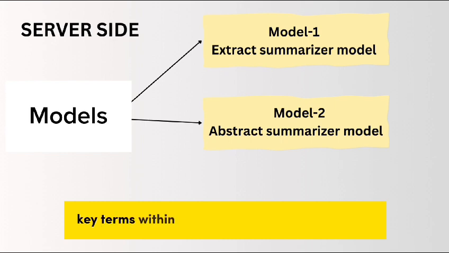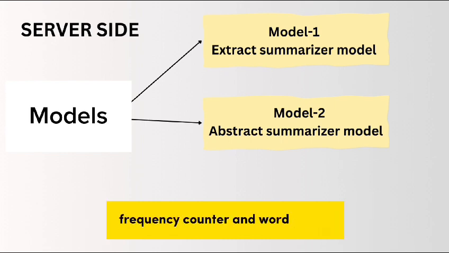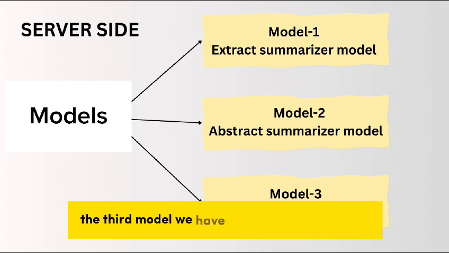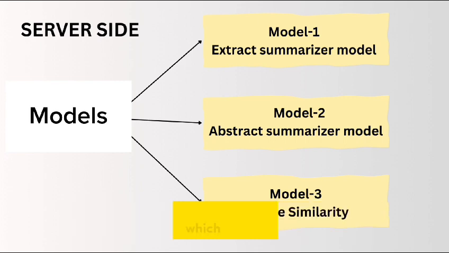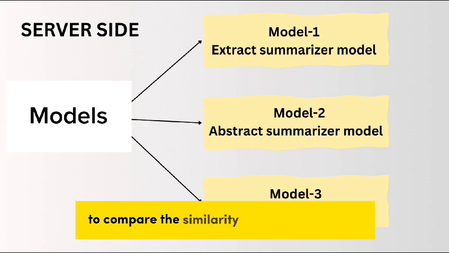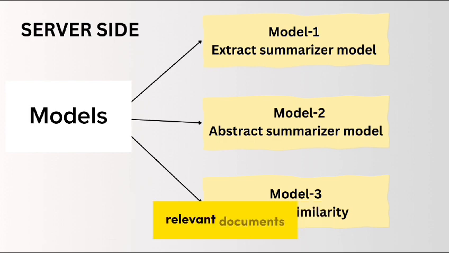Key terms within the articles are identified using a frequency counter and word clouds, providing insights into the most important concepts covered in the content. The third model we have used is cosine similarity, which is used to compare the similarity between documents, identify the related documents, or match user queries with the relevant documents.